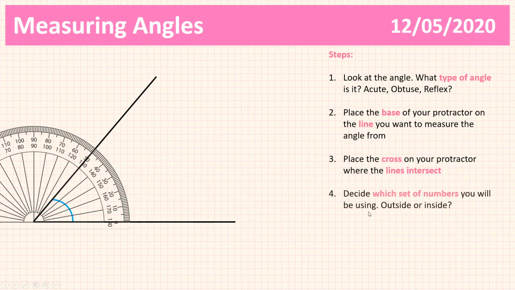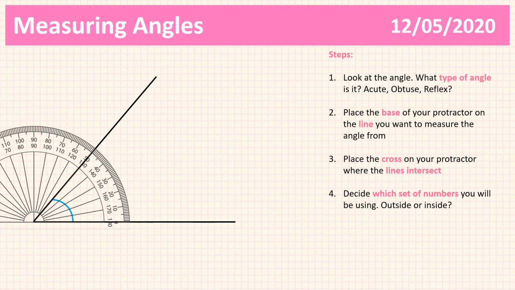The next thing I need to do is decide which set of numbers I will be using to do the measurement. Now, all protractors have two sets of numbers. They have the inside numbers and the outside numbers. So the best way to do it is to think like this, right? Do I start counting from 180? Would I ever start counting from 180? Well, the answer is no.